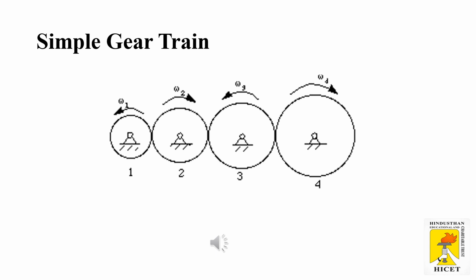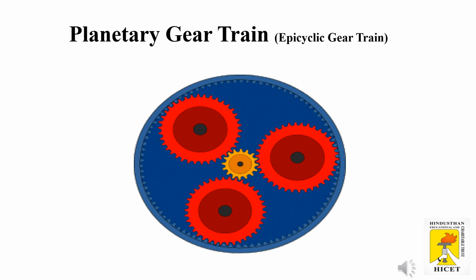Next one, planetary gear trains. The planetary gear train is also called an epicyclic gear train. When the axis of rotation of one or more gears is allowed to rotate about another axis, then the gear train is known as an epicyclic gear train. Epi means upon and cyclic means around. Thus, in an epicyclic gear train, one or more gears move upon and around another gear.